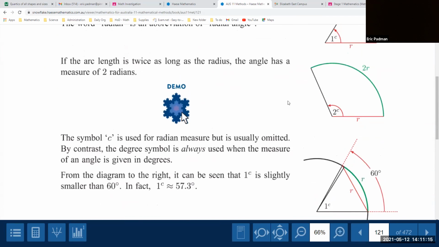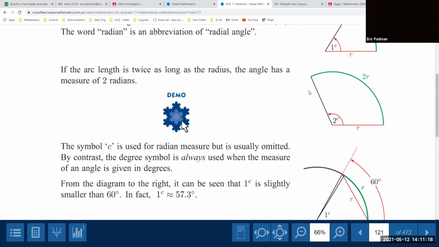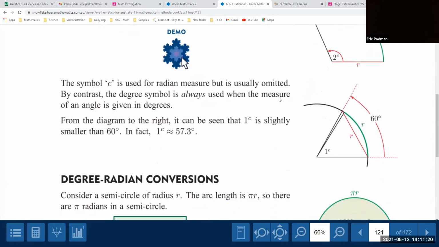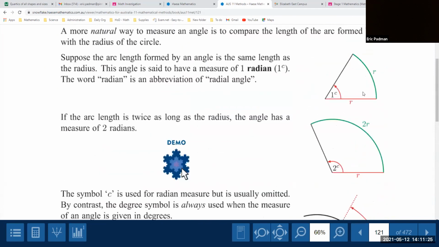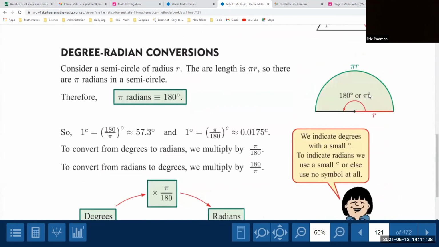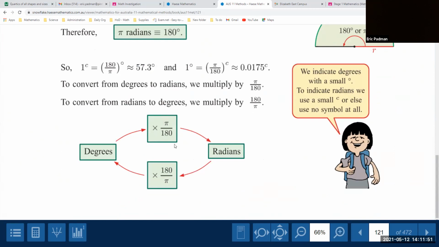All right. So that's where this kind of concept comes from. Now, if you go around a semicircle, you've done 180 degrees or pi radians. We usually don't bother with a unit for radians, but if you want to put one in, put a little c symbol for radians. Radians is a natural unit, so it doesn't actually need a unit. But in this context, just so we don't get confused, degrees has a little circle, and radians has a little c.